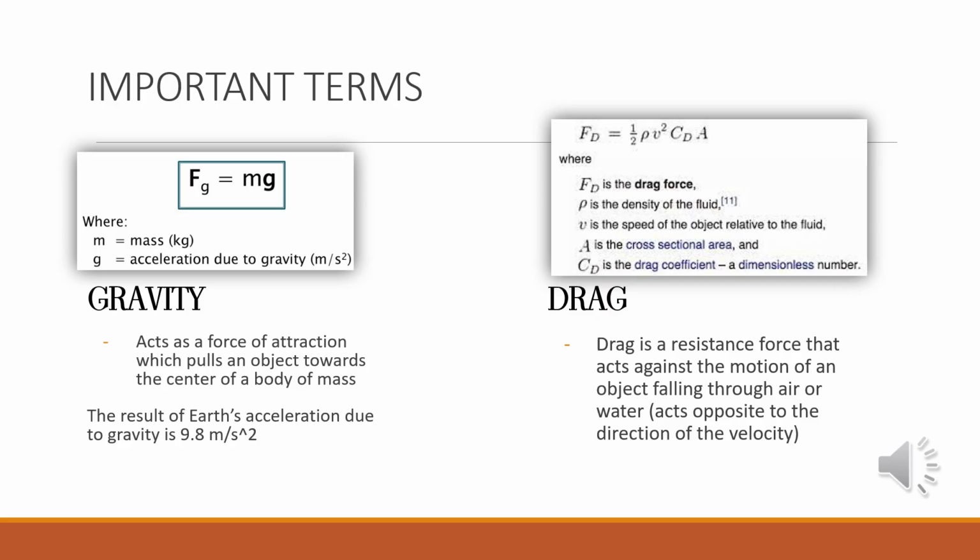Drag is a resistance force that acts against the motion of an object falling through the air or water, acting in the opposite direction of where the velocity is going. So the force of drag is equal to 1/2 times the density times the speed of the object times the cross-sectional area times the drag coefficient.